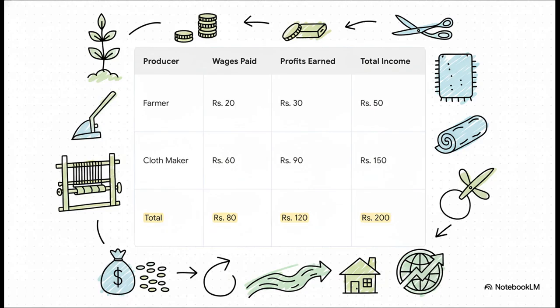Say the farmer's 50 rupees of value was split into 20 for wages and 30 in profit, and the cloth maker's 150 of value was split into 60 for wages and 90 in profit. So if we add up all the wages paid, that's 80 rupees, and all the profits earned, that's 120 rupees, what does that give us? Yep, you already know, 200 rupees.